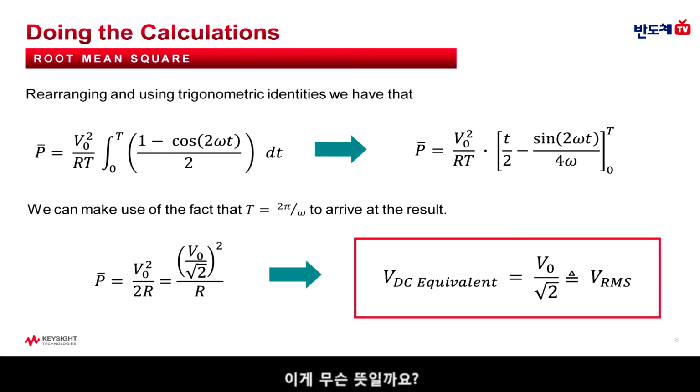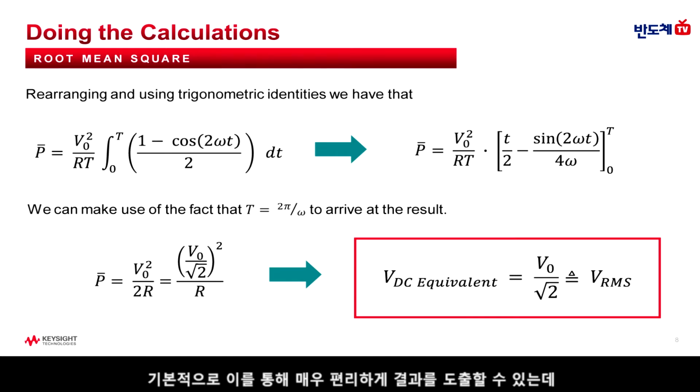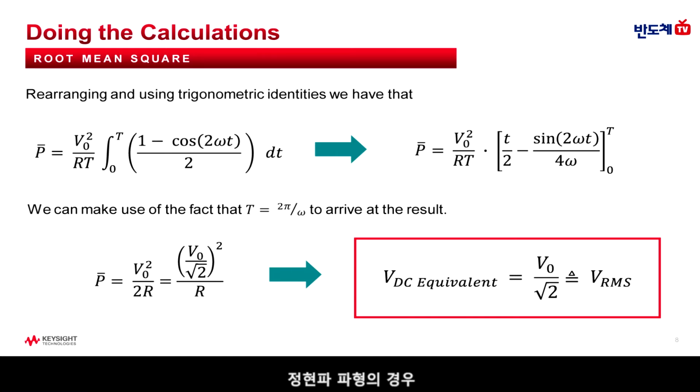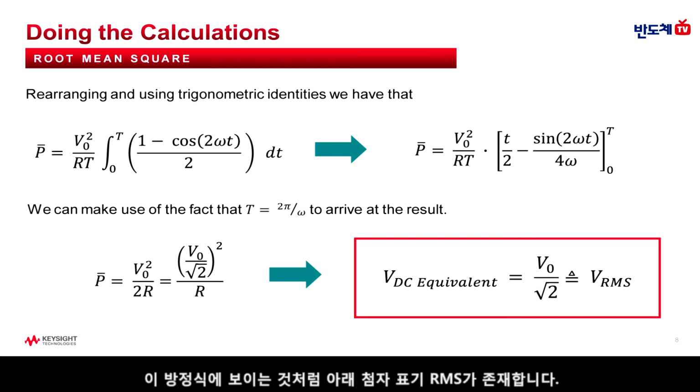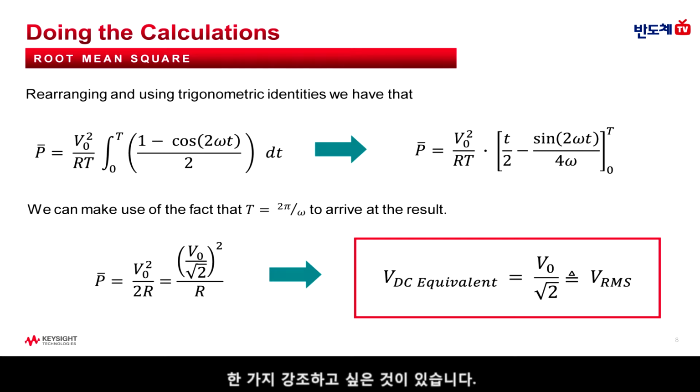Well, what does that mean? Well, basically, it gives us a really convenient result that for the case of sinusoidal waveforms, we can compute their equivalent DC values simply by dividing their amplitude by the square root of 2. And again, this is usually referred to as the root mean square value of the waveform and has a subscript notation RMS as shown in this equation. Now, I do want to emphasize one thing, and that is that this convenient result only works for sinusoidal waveforms.